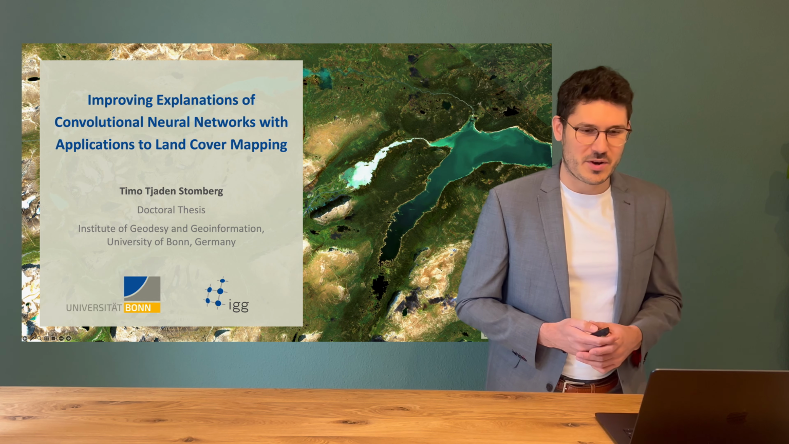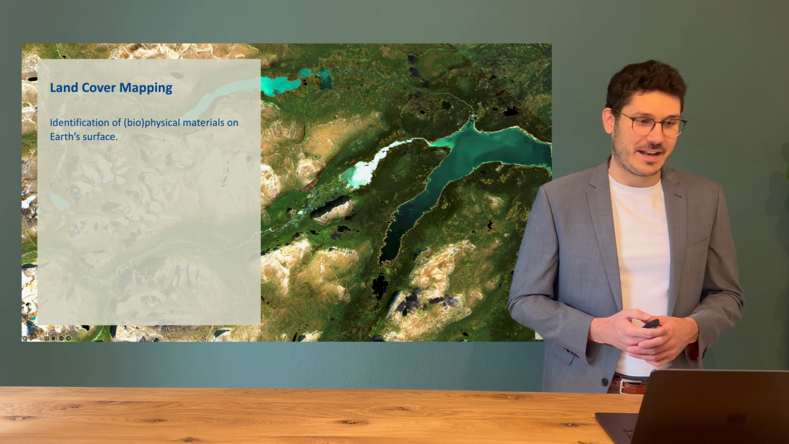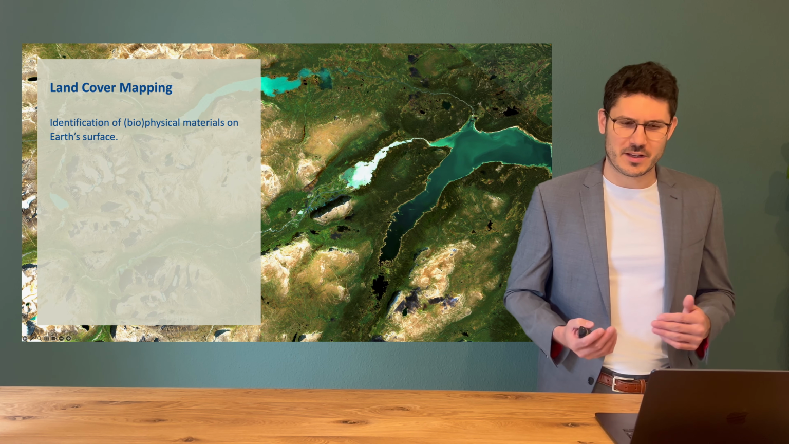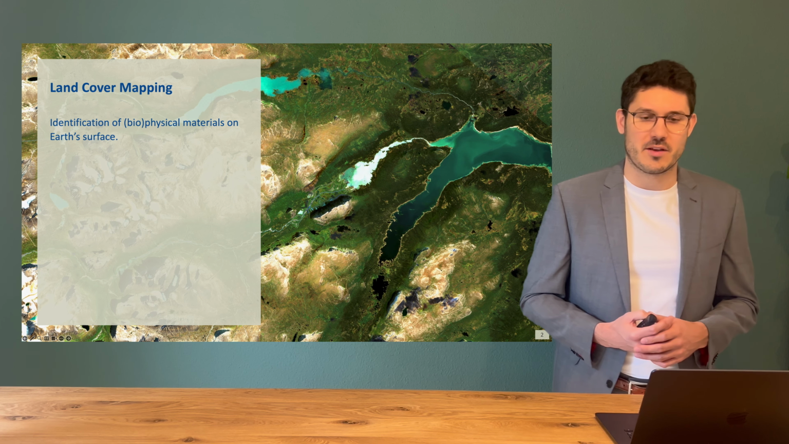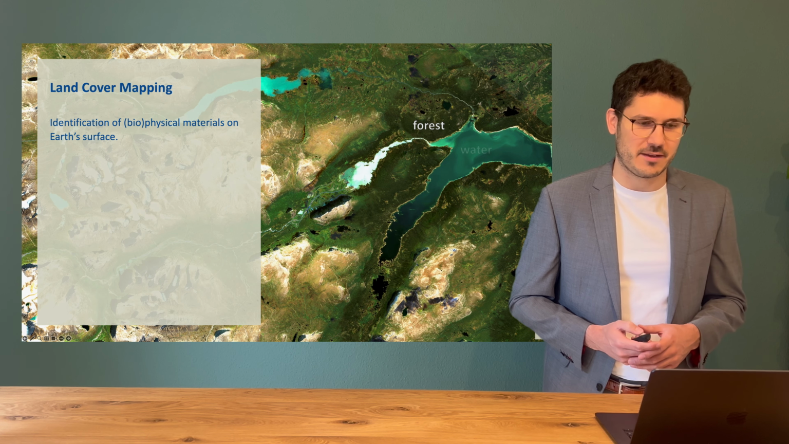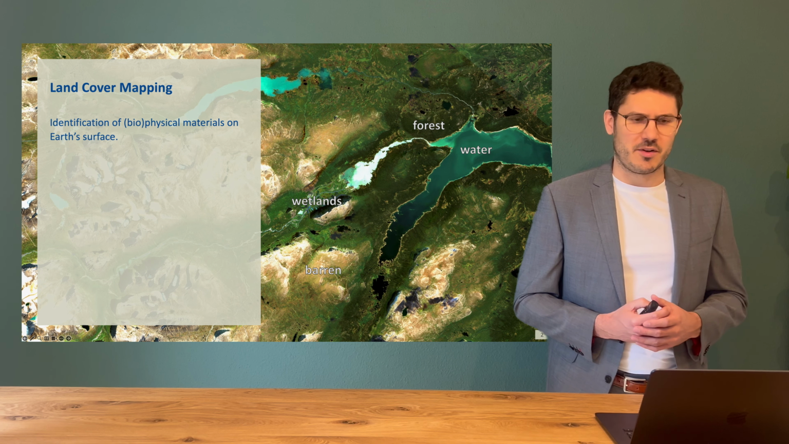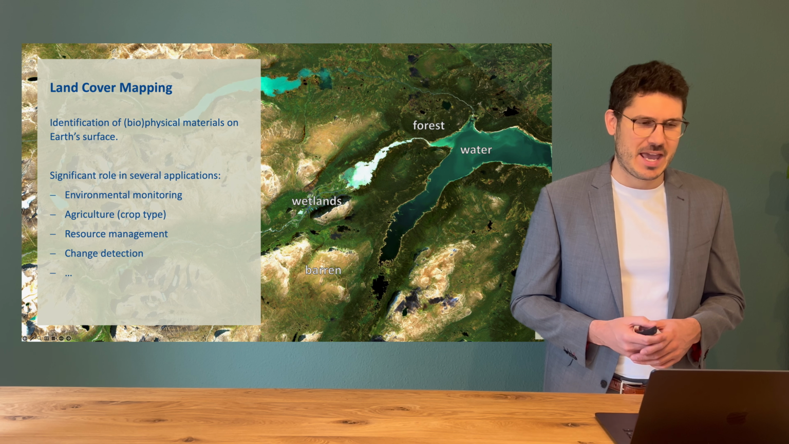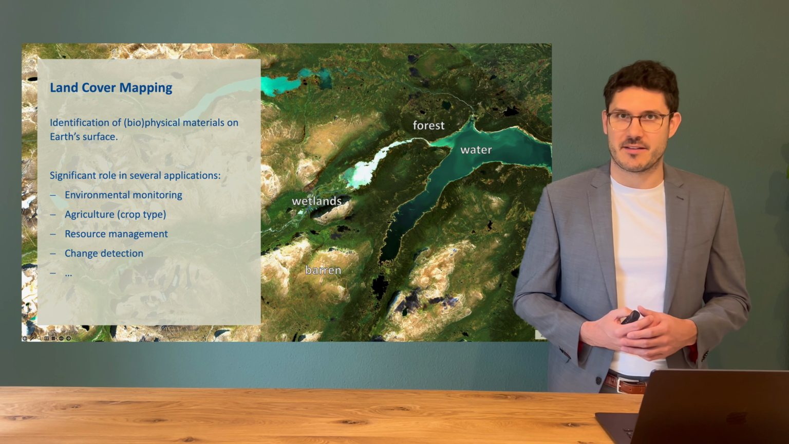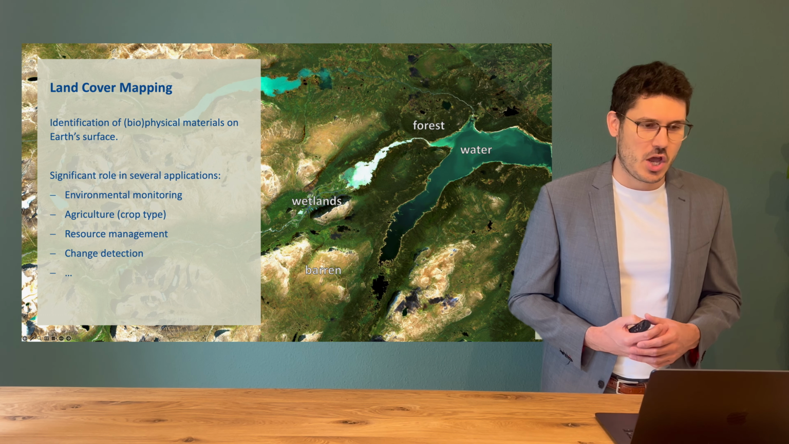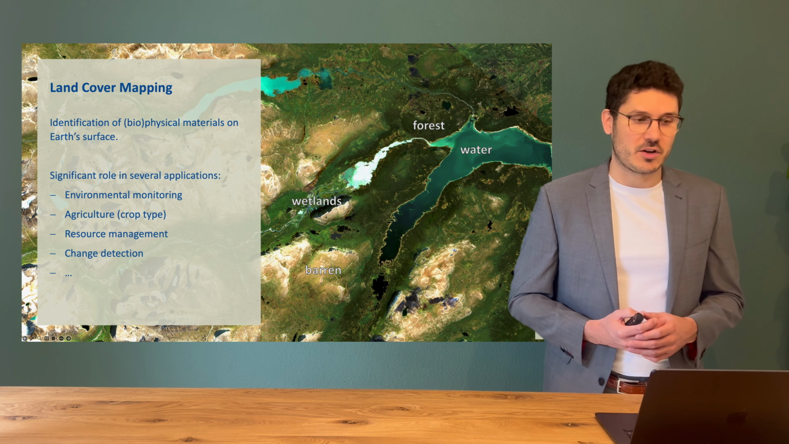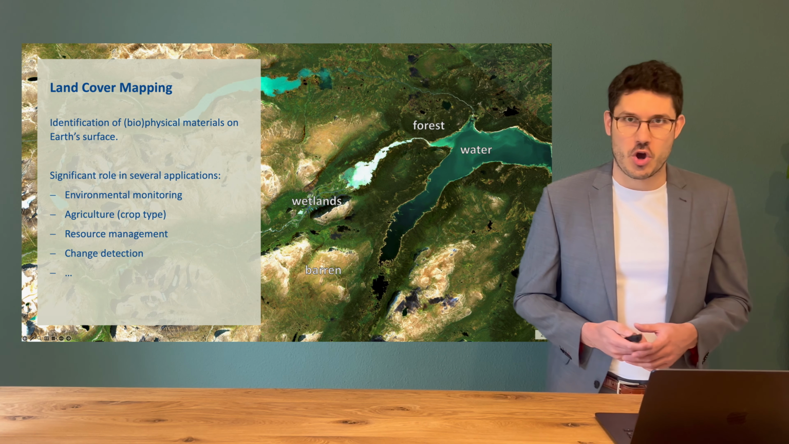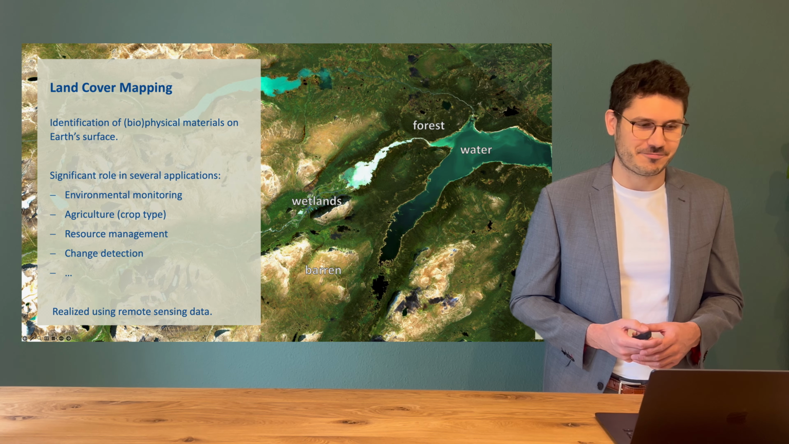And I want to start this presentation with a definition of land cover mapping. Land cover mapping is the identification of physical and biological materials on our Earth's surface. This can be, for example, forest, water, wetlands, or barren land. And it plays a significant role in several applications. Examples are environmental monitoring, crop type mapping in agriculture, resource management, or change detection.